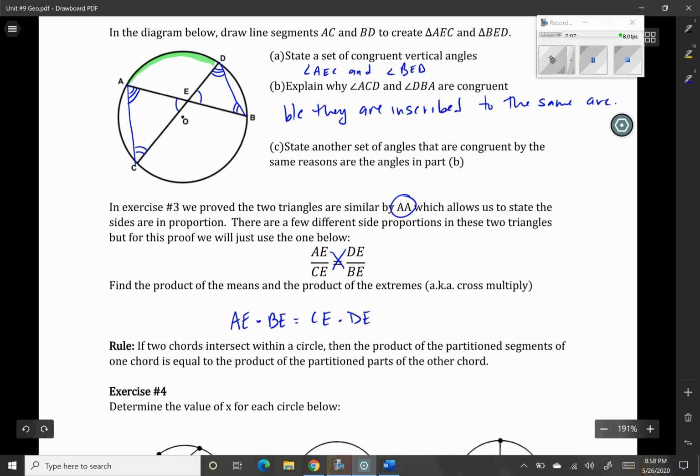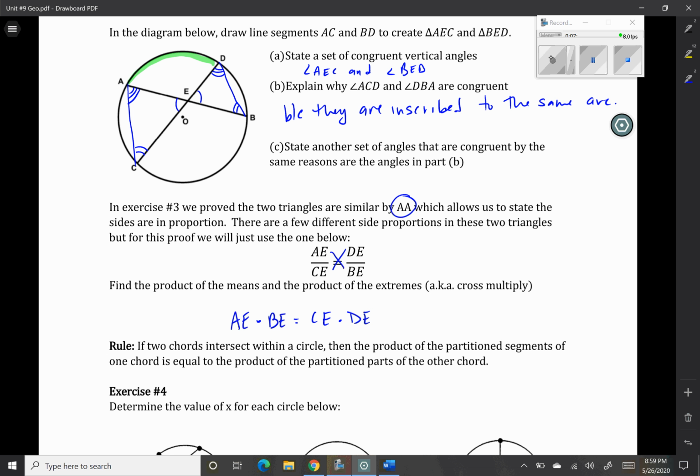Now, the reason why this is important is AE times BE, well, that's the two segments of the chord AB. And CE times ED, those are the two pieces of chord CD. So it's the part of the chord times the other part of the chord is equal to the other chord's product as well. So here's the rule. If two chords intersect within a circle, then the product of the partition segments is equal to the product of the partition parts of the other chord.